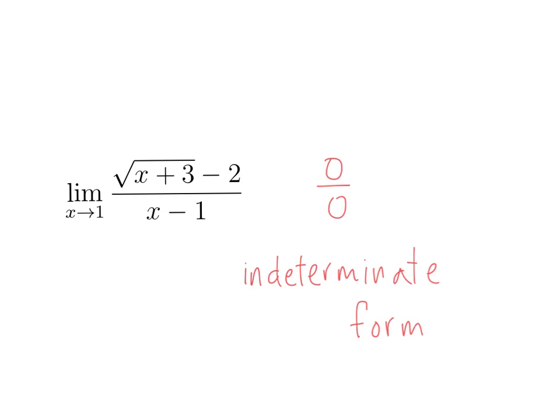This means that the limit is of type 0 over 0, which is an indeterminate form. As we've seen in other videos, this means that we need to do a little bit more algebra before we can compute the value of the limit.